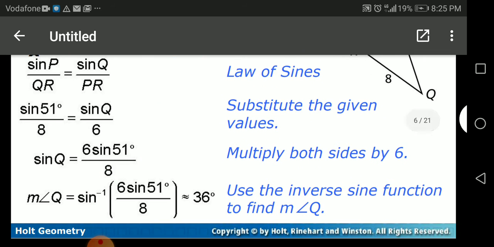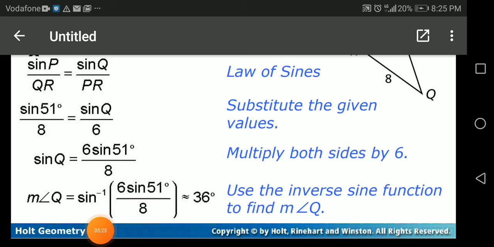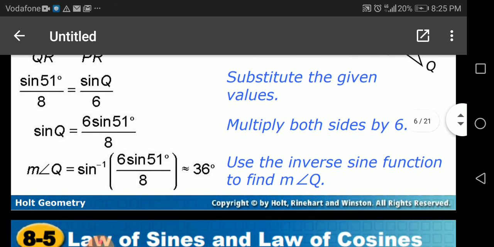Okay guys, but before using this calculator I need to ask you something. I need the measure of the angle. When I want the measure of the angle instead of the sine, it's very easy: sine to the power of minus 1, using shift on the calculator. So we got 36 degrees, rounded to the nearest degree. What do you think? Is it easy? Yes, this is the inverse sine function.